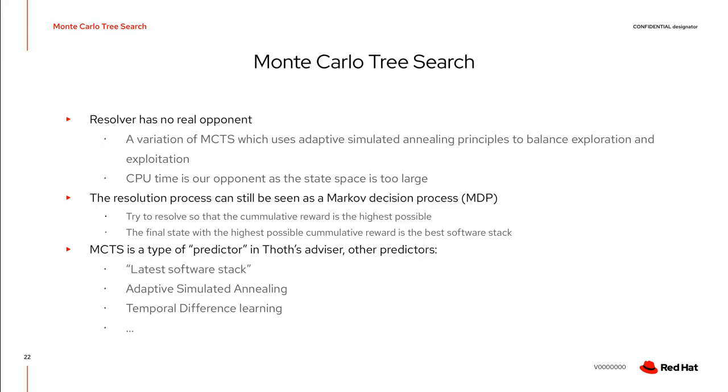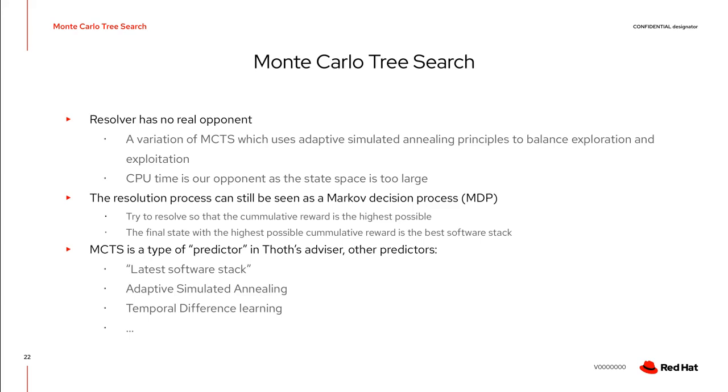So at first the idea looked shady, but with some adjustments to the Monte Carlo Tree Search algorithm, we were able to apply principles that are in Monte Carlo Tree Search, and we created a variation of Monte Carlo Tree Search which uses adaptive simulated annealing for balancing exploration and exploitation. So I will talk about this in a minute as well.